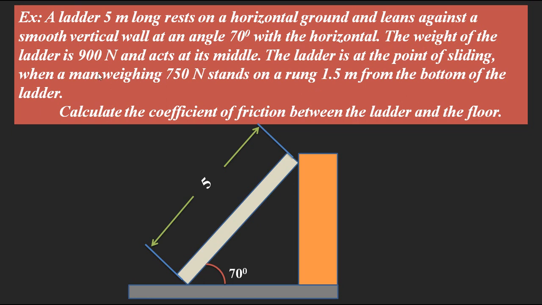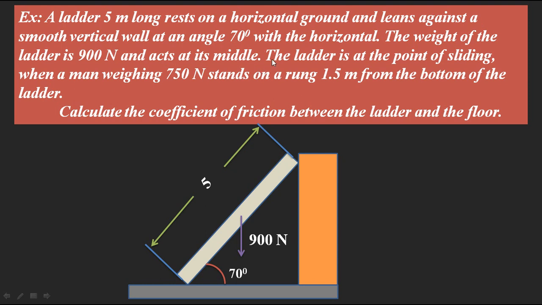And the weight of the ladder is 900 newtons here. So the weight of the ladder acts exactly at the middle position of the ladder, in the vertically downward direction. The value is given as 900 newtons. And it is again mentioned here, acts at its middle.